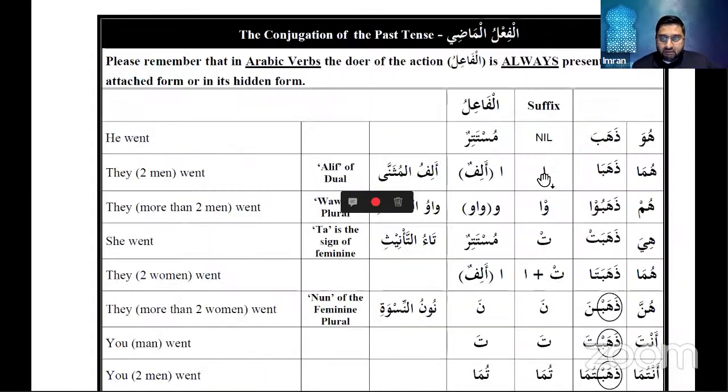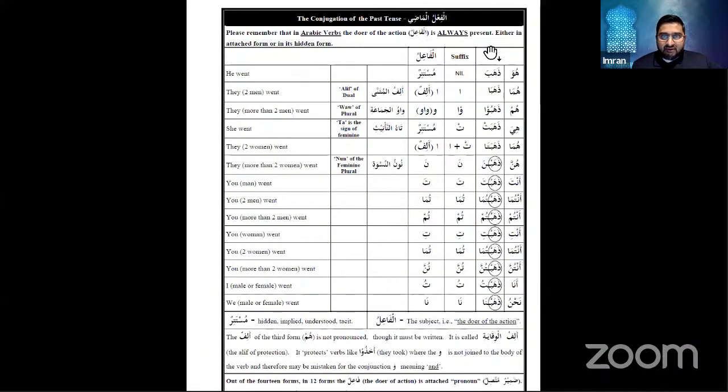Sorry, just 1 second. That helps. Page up.